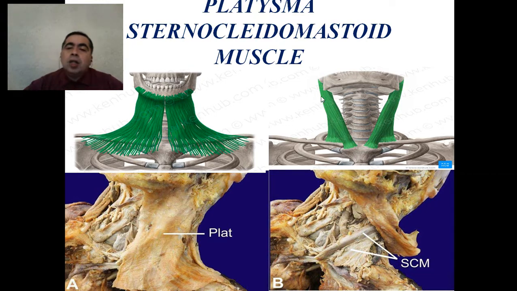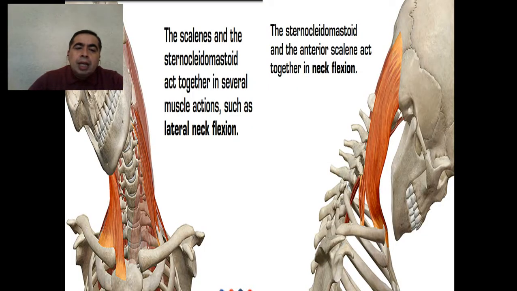This is the sternocleidomastoid muscle. It's the main landmark which separates the anterior or medial portion of the neck from the lateral or posterior portion of the neck. The scalenus and the sternocleidomastoid act together in several muscular actions, such as lateral neck flexion. The sternocleidomastoid and the anterior scalene act together in neck flexion.